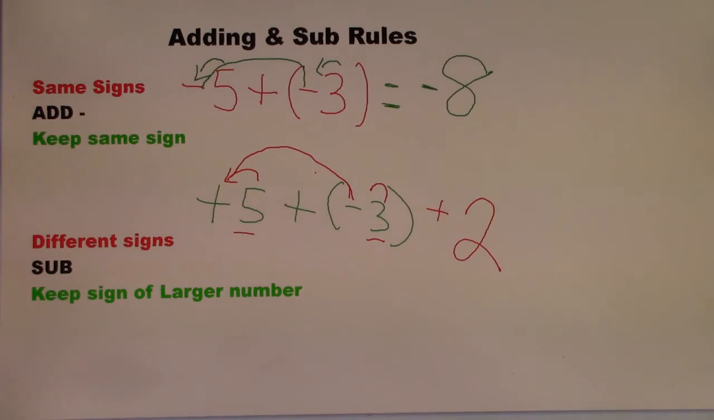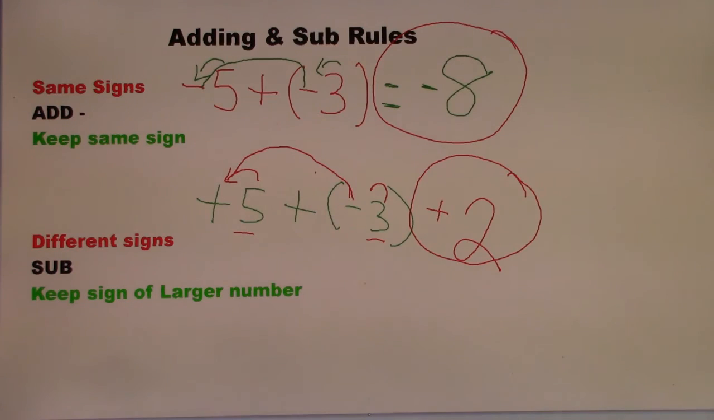Now I just put a positive 2 there, but the rule is if there's nothing there, it's automatically positive. So I didn't even have to put this positive there, but I'm just putting it there for educational purposes. So yes, our final answer will be 2 here, and our final answer will be 8 over there, depending on your rules. So you got to know your rules.